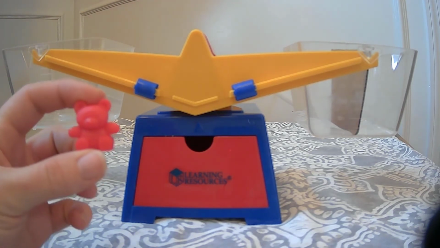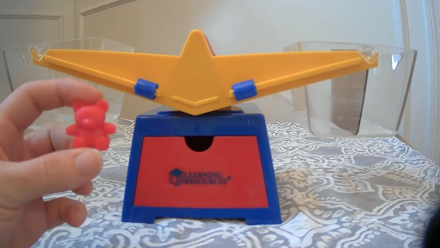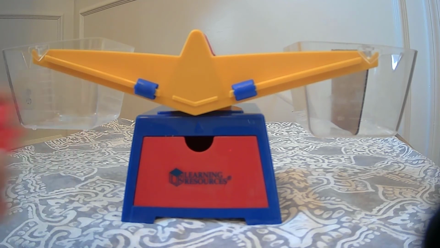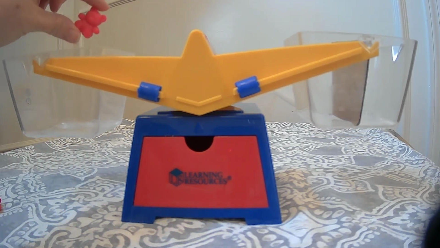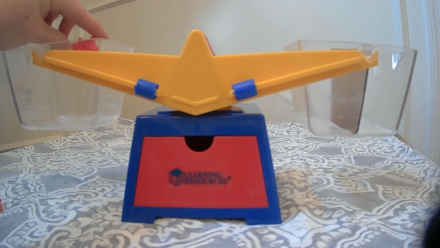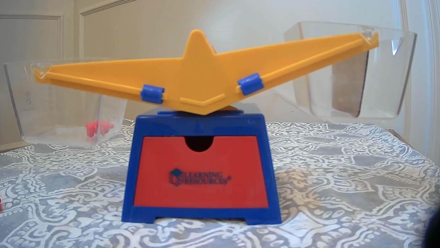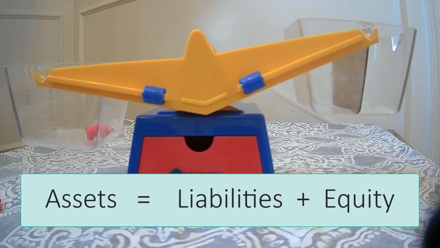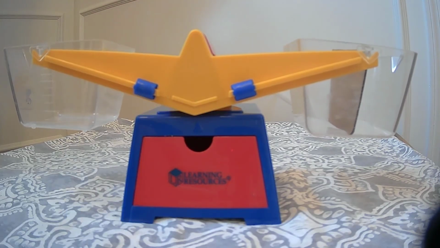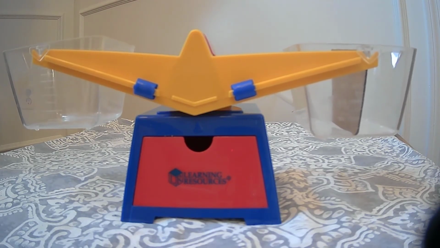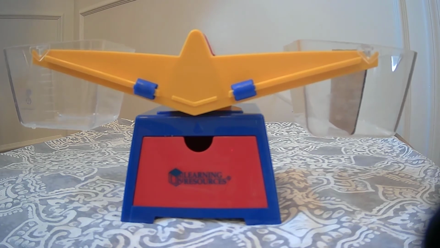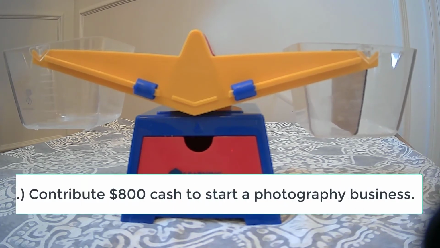For the example, we're going to be using these little bitty bears right here. You might have come across these maybe in elementary school. So we're going to put these in to represent transactions in our business. And after each transaction, we want to make sure that our accounting equation here is still balanced. Okay. In this example, we're a photography business, as I mentioned earlier. So our first transaction is we're going to contribute $800 in cash to start our photography business.